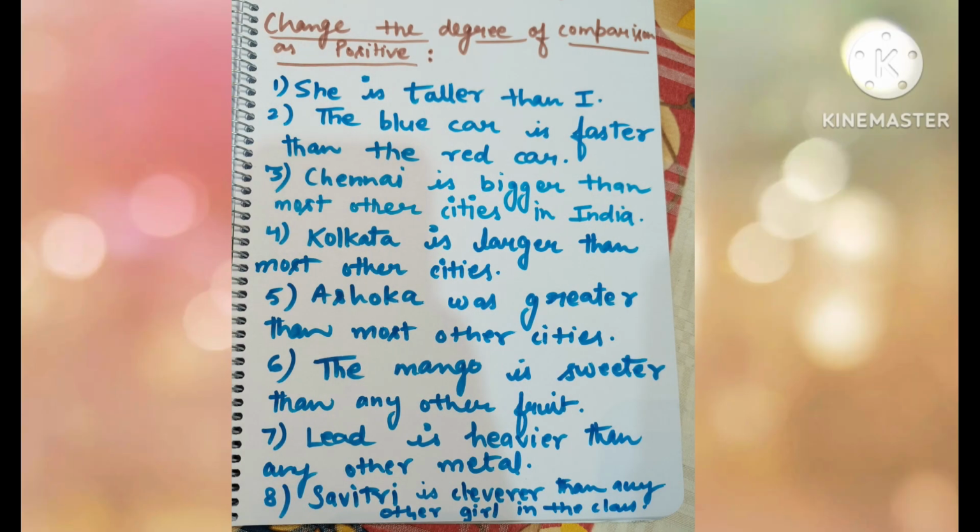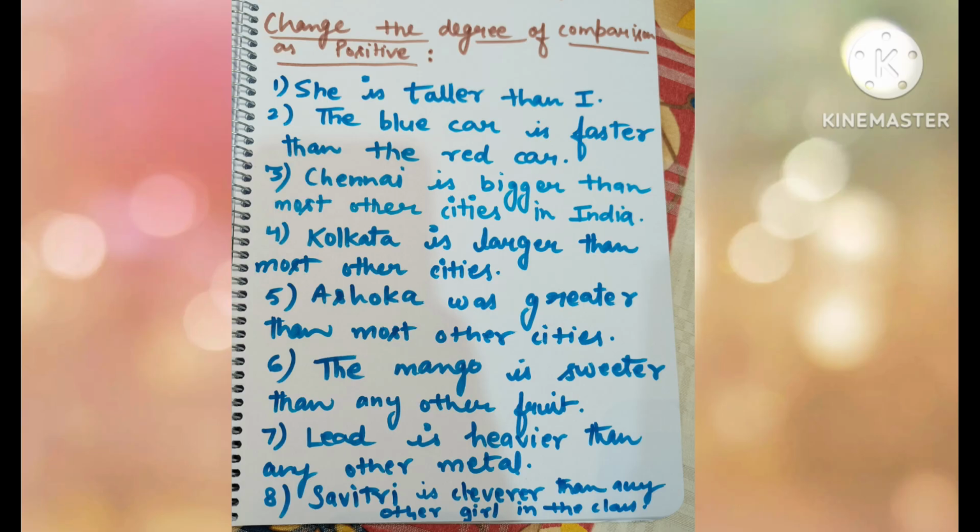In this exercise, you have to change the degree of comparison to positive degree and superlative degree. You can see on the screen, we are given a few sentences in which they have used comparative degrees. Like taller: she's taller than I. In this sentence, taller, faster. Then second sentence, third sentence: bigger, larger, greater, sweeter, heavier, and then cleverer. So in the 8 sentences, we are given the comparative degree of the adjective.